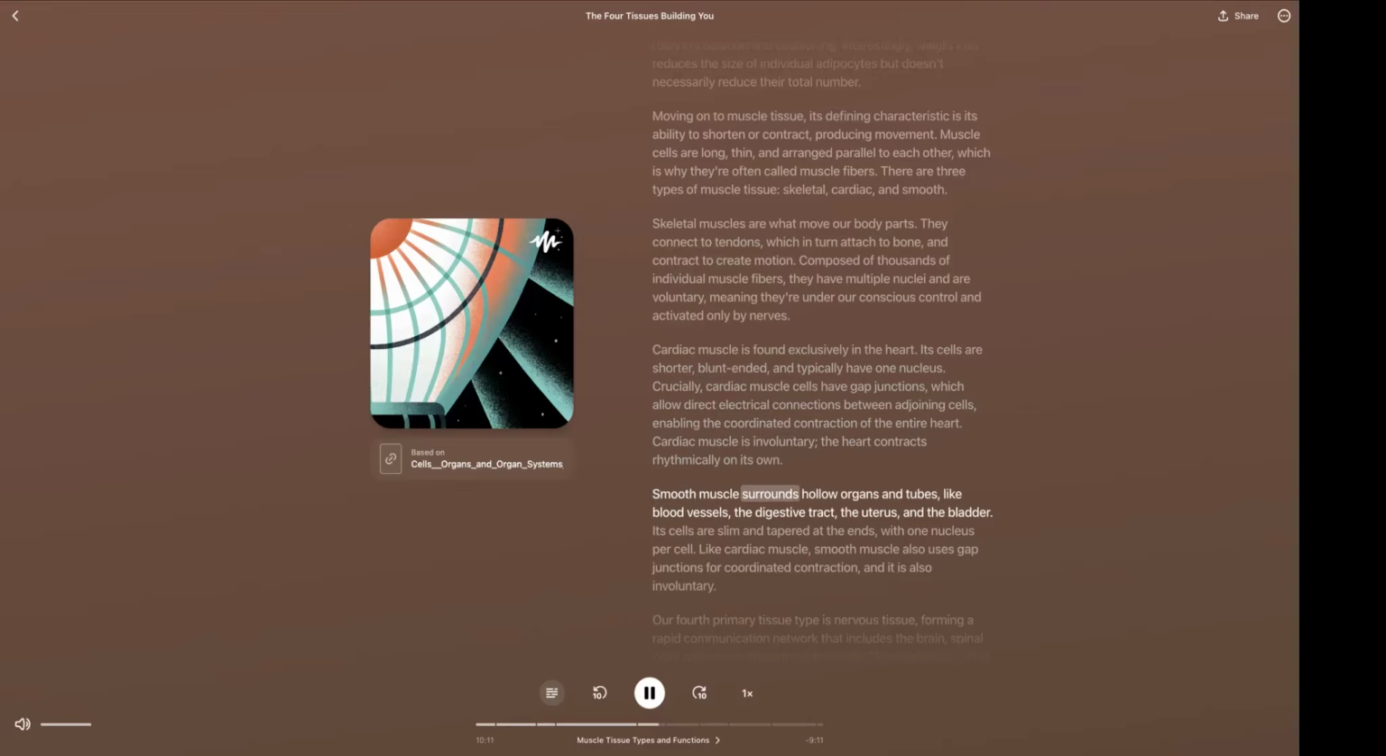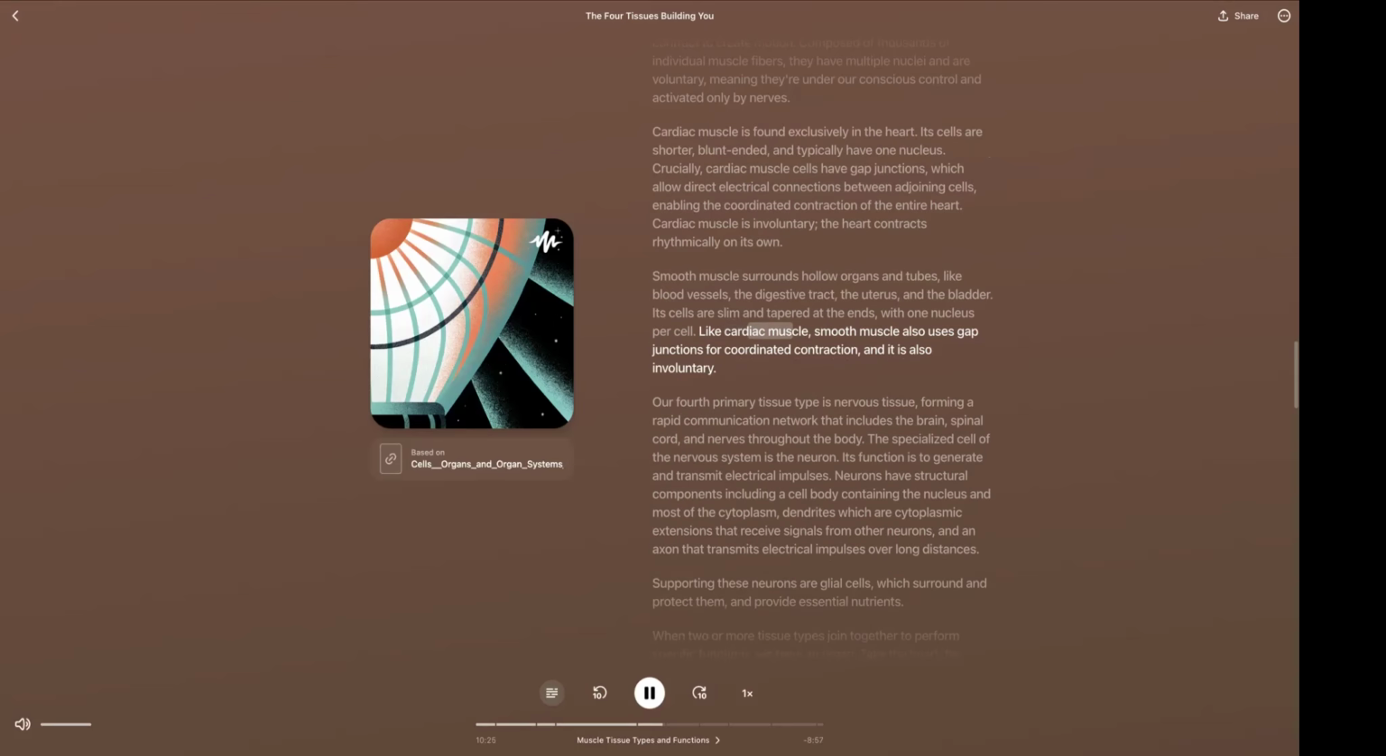Smooth muscle surrounds hollow organs and tubes like blood vessels, the digestive tract, the uterus, and the bladder. Its cells are slim and tapered at the ends, with one nucleus per cell. Like cardiac muscle, smooth muscle also uses gap junctions for coordinated contraction, and it is also involuntary.